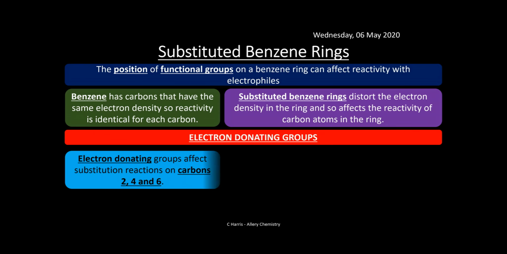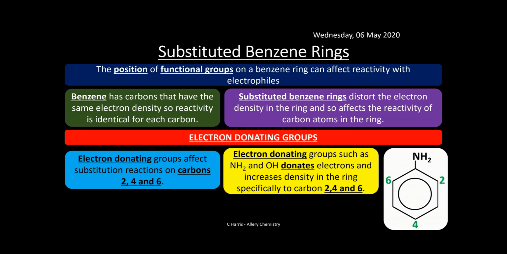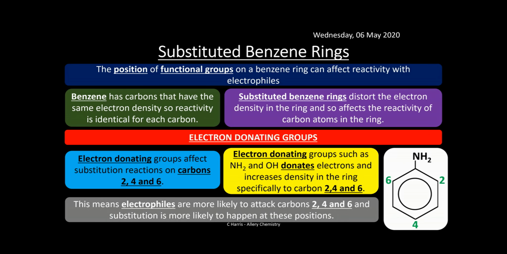So let's look at electron donating groups. Donating groups affect substitution reactions on carbons 2, 4, and 6. Electron donating groups such as NH2 and OH donate electrons and increase the density of the ring, specifically at carbons 2, 4, and 6, as we labelled on that diagram. And so therefore the electrophiles are more likely to attack on carbons 2, 4, and 6, and so substitution is more likely to happen at these positions. So this is things like, for example, phenol reactions, or phenylamine, as is shown in that diagram there.